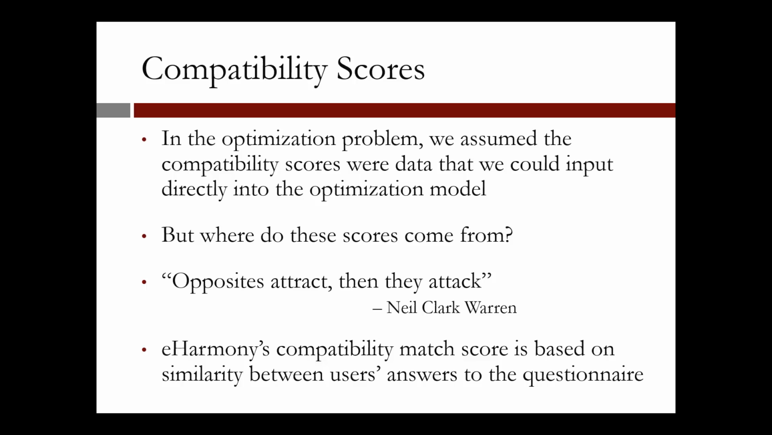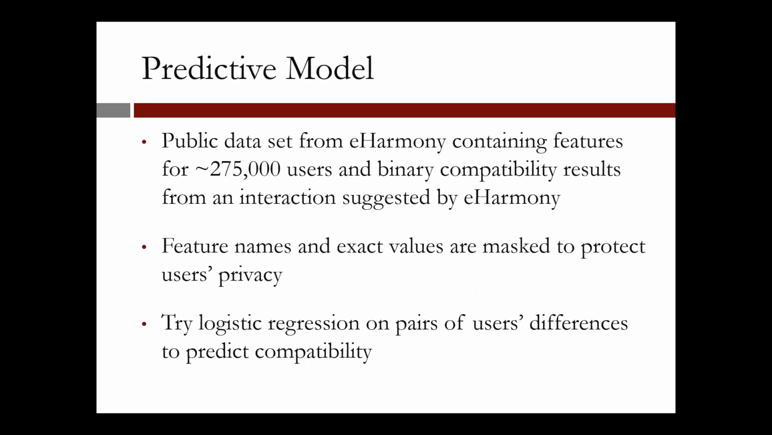In the optimization problem, we assumed the compatibility scores were data that we could input directly into the optimization model. But where do these scores come from? In the words of the founder, Neil Clark Warren, opposites attract, then they attack. eHarmony's compatibility match score is based on similarity between users' answers to the questionnaire. Let us attempt to demonstrate an approach to develop compatibility scores.